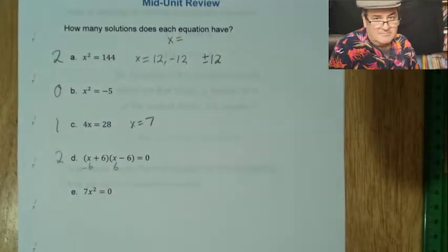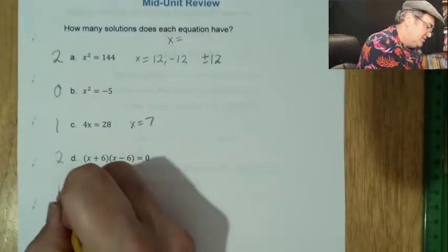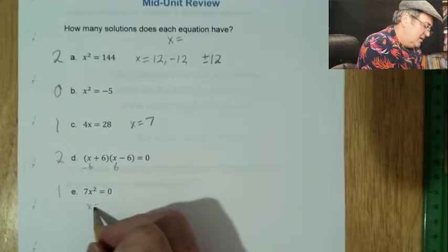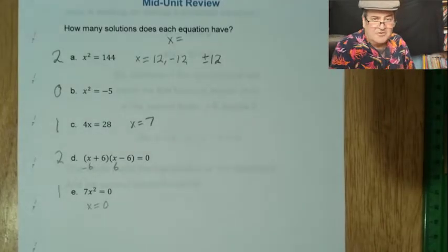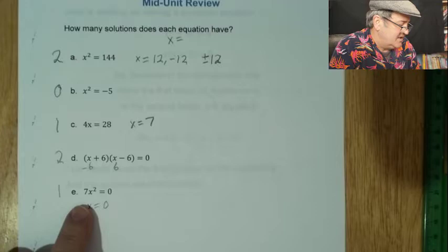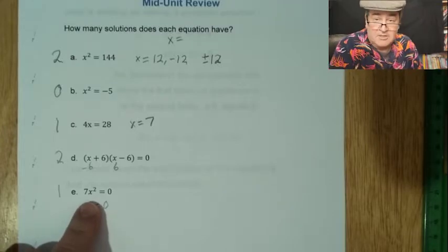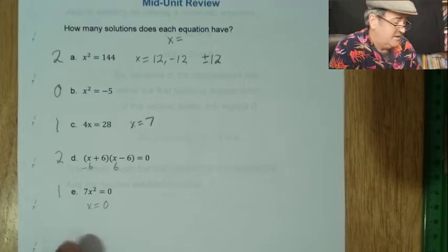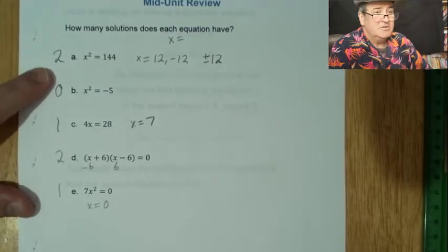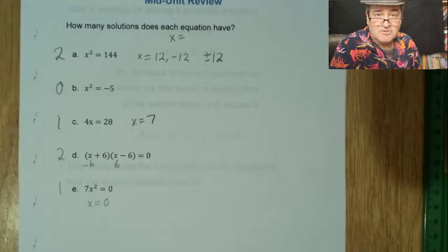Don't say 0. There is a number. There is 1 solution. Now, the solution is 0. So if you're saying 0, hope you're telling me that's the solution. 7 times 0 squared, 0 times 0 is 0. 7 times 0 is 0. There is not another number, but that is a solution. So: two solutions, no solutions, one solution, two solutions, one solution.